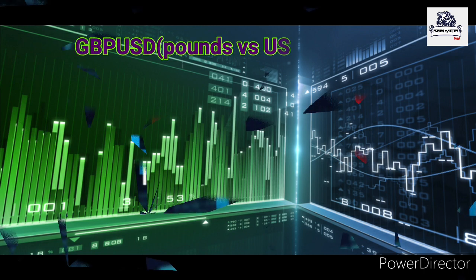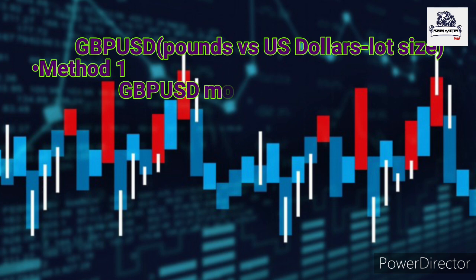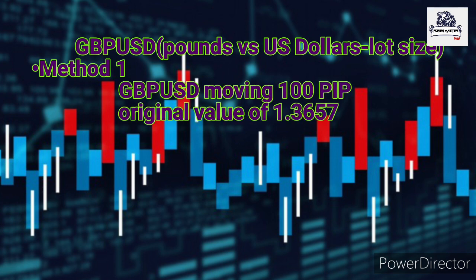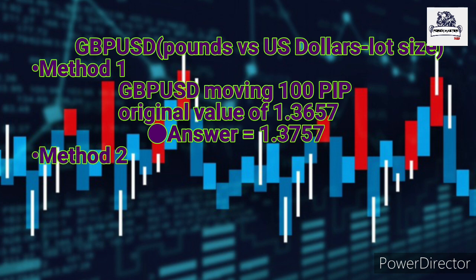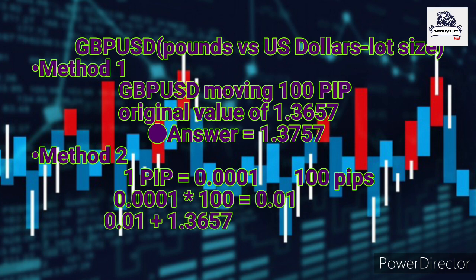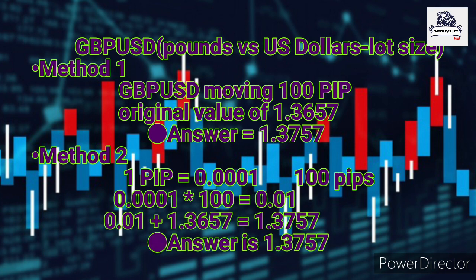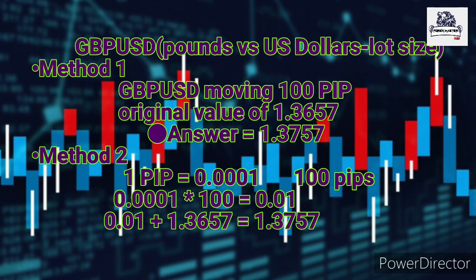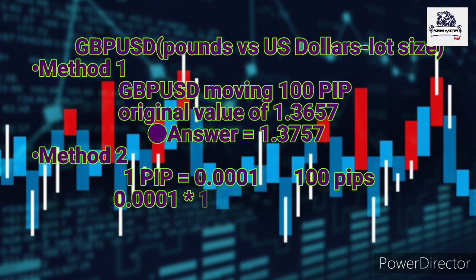Finally, I'm going to give you an example of lot size as the third category in both methods. Assume that GBP USD moves 100 pips from its original value of 1.3657, then directly you can say the answer will be 1.3757. And in method 2, the long method, 1 pip is 0.0001. For 100 pips you multiply it, then you will get an outcome of 0.01. See, the zeros are getting reduced, and you add that 0.01 to 1.3657, the outcome is 1.3757, and both answers are equal. One is short and one is long.